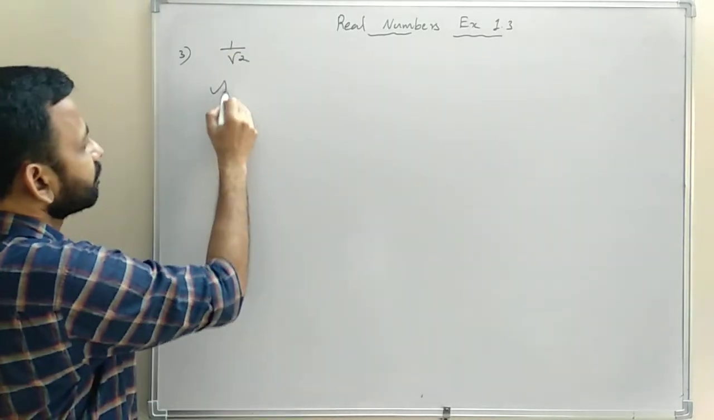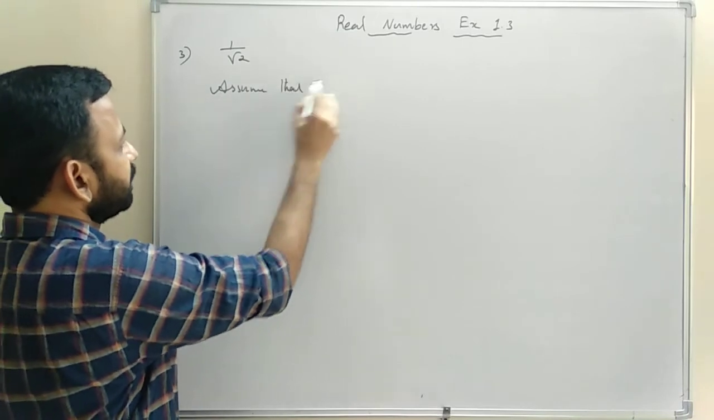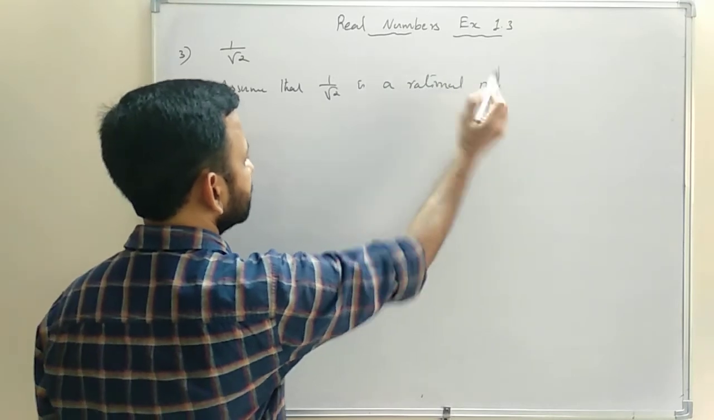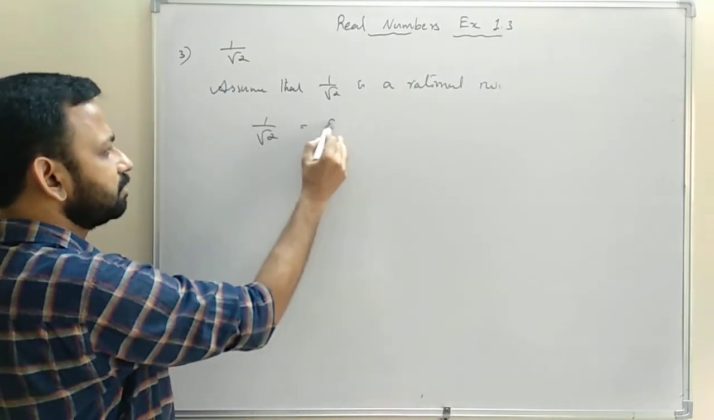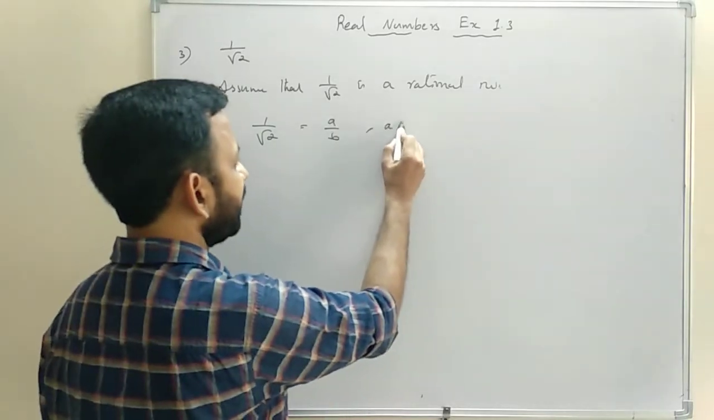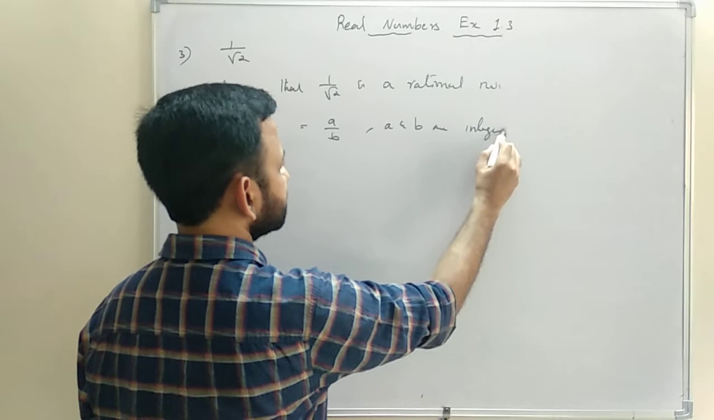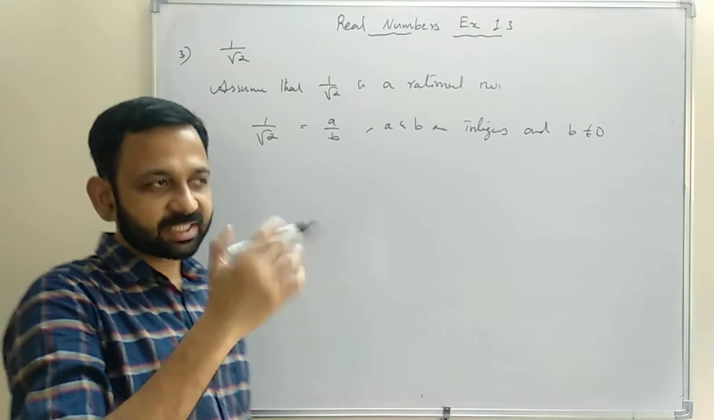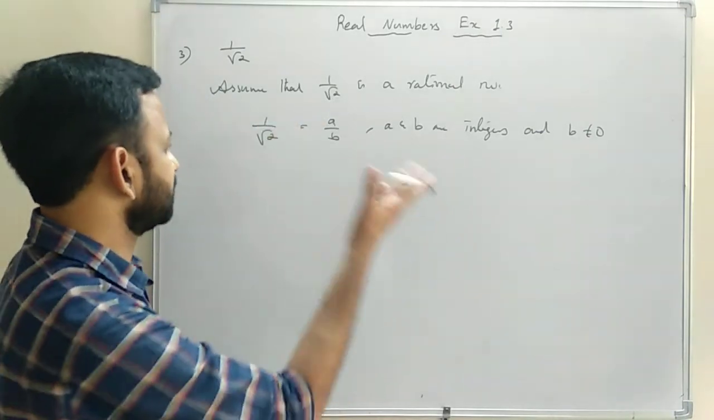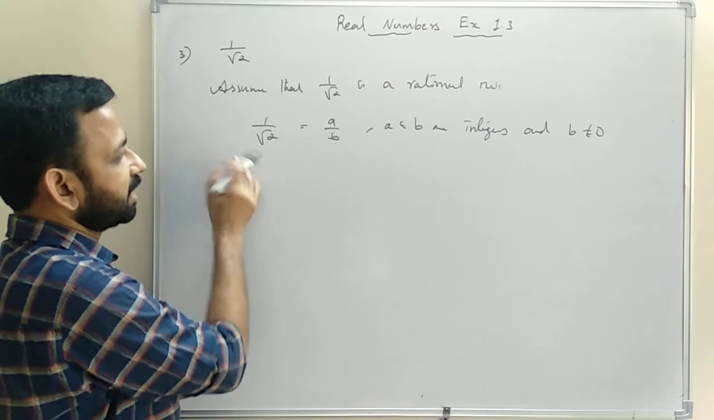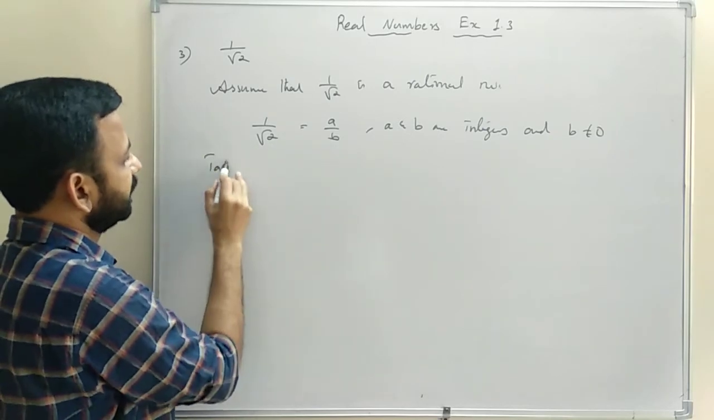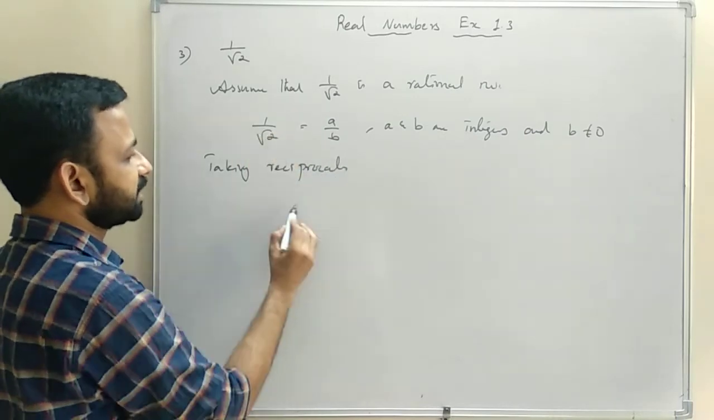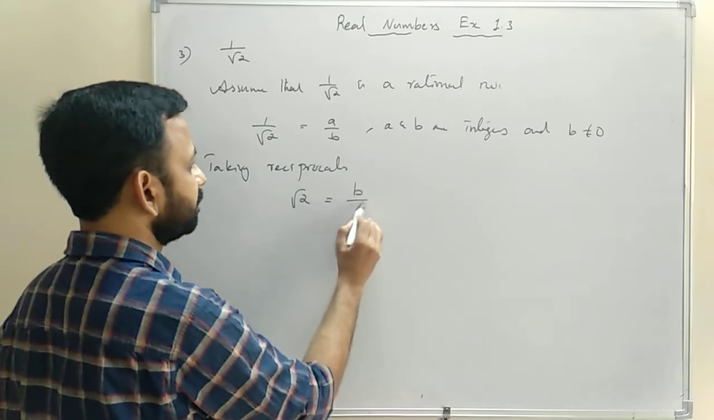Assume that 1 upon root 2 is a rational number. Therefore, 1 upon root 2 is equal to a by b, p by q form, where a and b are integers and b is not equal to 0. Now we have to write only the irrational part on the left side and rational numbers on the right side. So we can easily write the irrational number on the left side by taking reciprocals. Reciprocal of LHS, root 2. Reciprocal of RHS, b by a.